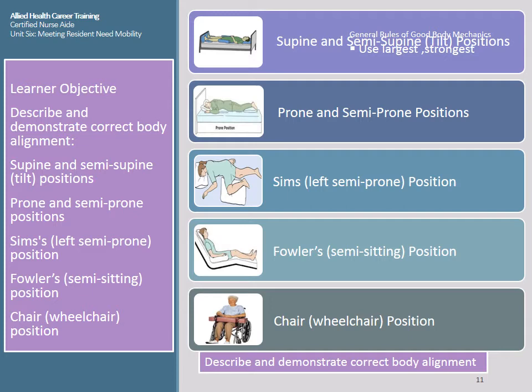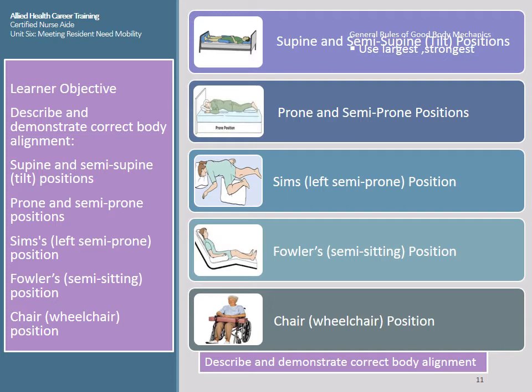So now let's talk about some of these positions. A person in a supine position is lying flat on his or her back with their face up. A person in the prone position is lying on his or her stomach. The Fowler's or semi-sitting position is a person lying in a Fowler's position is partially reclined. Their head is up with their knees bent slightly.